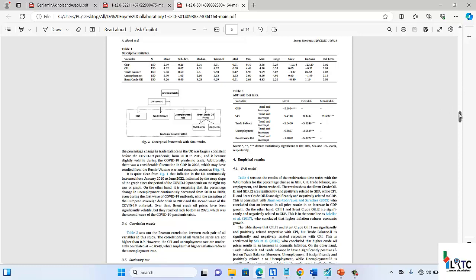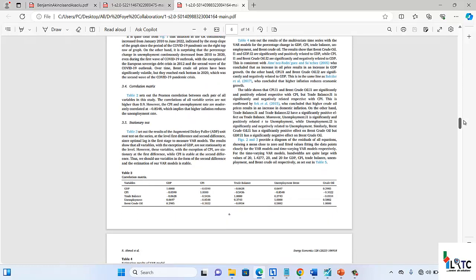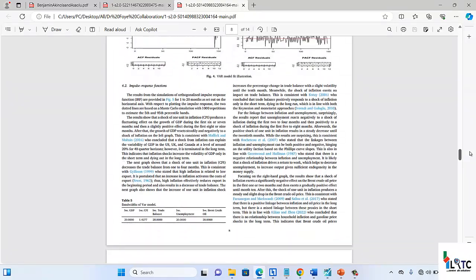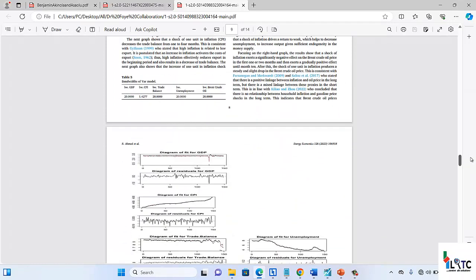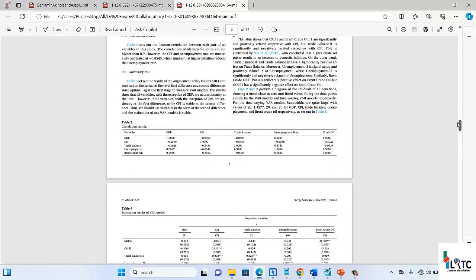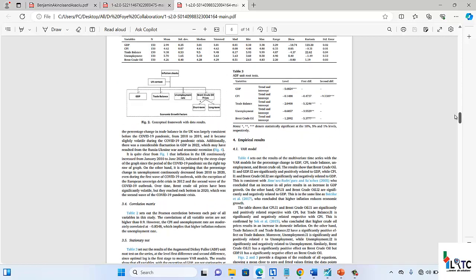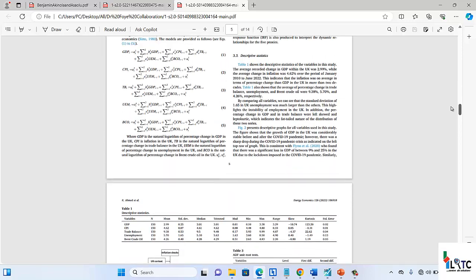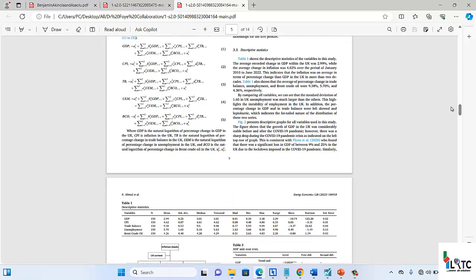We have also confirmed that these authors presented 5 statistics. Majorly 5 statistics: the mean, the maximum, the minimum, standard deviation, observation. So we have, this is what? This is their descriptive table, table 1. Now you can see, table 1 shows the descriptive statistics of the variables in this study.